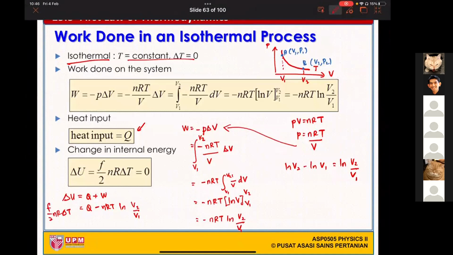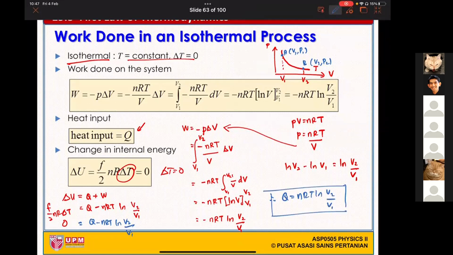If we look here, delta U is equal to F divided by 2 nR the change in T. Since the change in T is equal to 0, it means the internal energy change is 0. In the isothermal concept, there is no change in internal energy, because delta T is 0. So we can write 0 is equal to Q minus nRT ln V2 over V1. We conclude Q is equal to nRT ln V2 over V1.